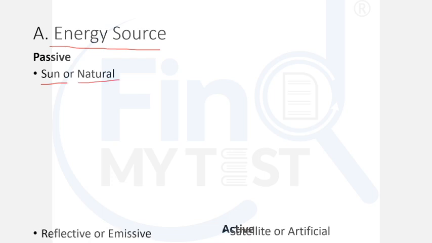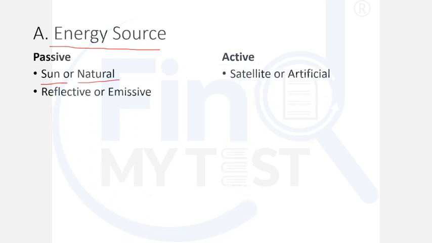The first component of remote sensing is the energy source. Based on the energy source, remote sensing can be divided into two parts: active remote sensing and passive remote sensing. In passive remote sensing, the sun is the source of energy. It is a natural source of energy. In active remote sensing, the satellite is the source of energy. That is, it is an artificial source of energy.